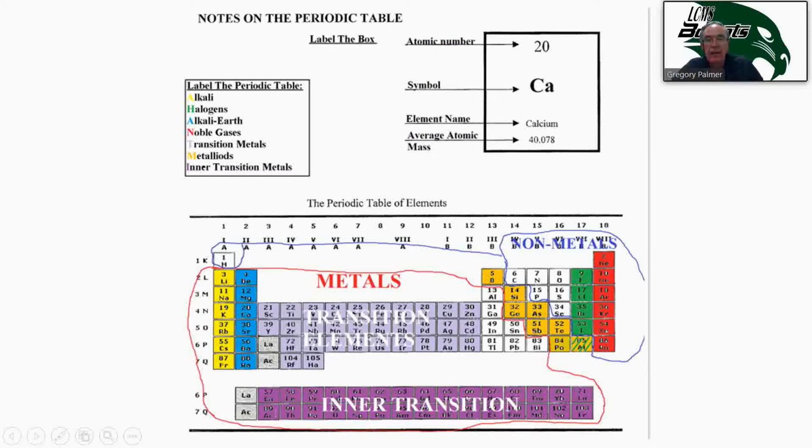Okay, and then circle the metals. The metals are everything over here except for hydrogen, and the nonmetals are everything on the right-hand side. And then just don't forget about hydrogen over there. It's a gas.